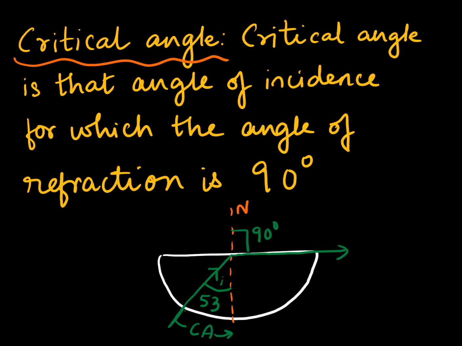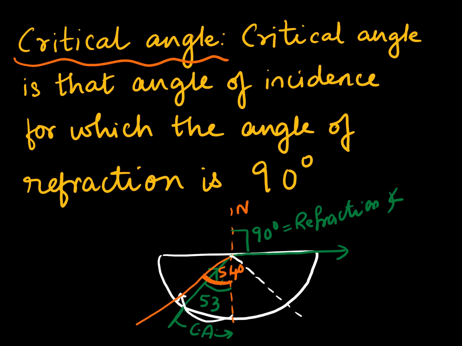I'm writing CA, excuse me, there's no space here. So this is the angle of refraction. So 90 degrees is my angle of refraction, and my critical angle is the angle of incidence, which is 53 degrees. Now you found that when I increase the angle of incidence a little beyond 53 degrees, so when I took it to say 54 degrees, what happened? When I took the angle to 54 degrees, the refracted ray totally disappeared, and what I got was the reflected ray. So that's when I got my total internal reflection.